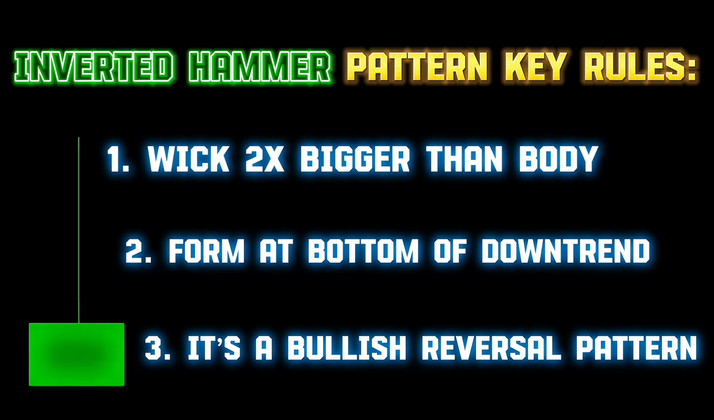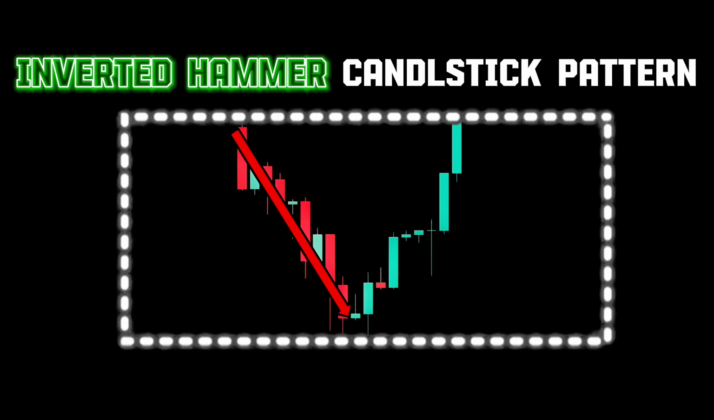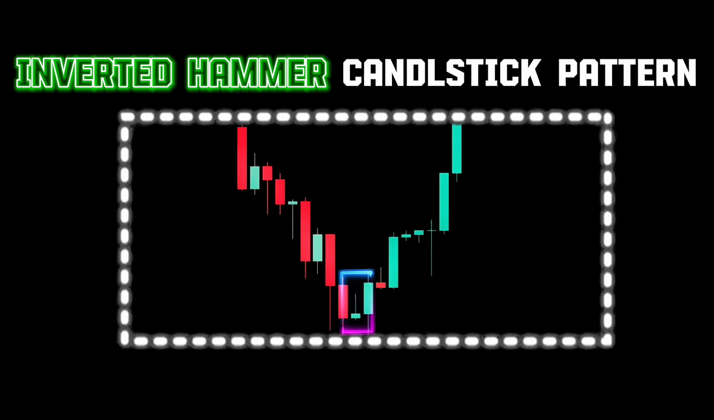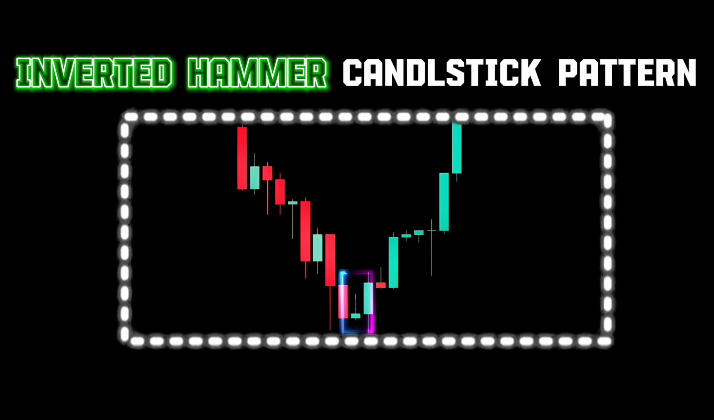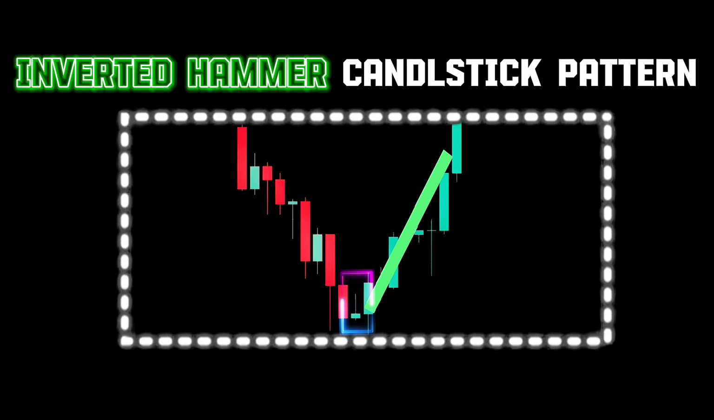Now let's understand this visually on the chart. As you can see, the market is in a clear downward move. Price approaches a strong support zone, and suddenly buyers step in. The candle forms a small body near the bottom and a long upper wick, meeting all the rules. This is your inverted hammer. And after it forms, the market shifts direction and starts moving upward.